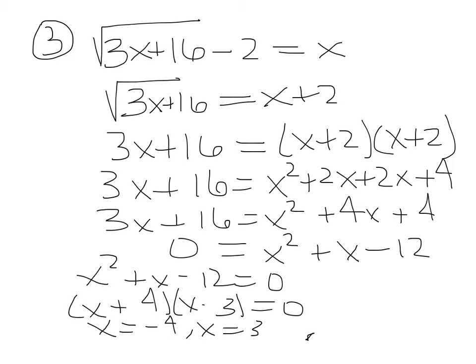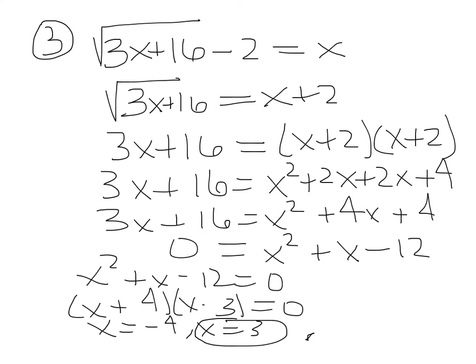But if we check these answers, let's check the 3. 3 times 3 is 9, plus 16 is 25. The square root of 25 is 5. 5 minus 2 is 3. X is 3, so I have 3 equals 3. This answer checks. That's an answer.